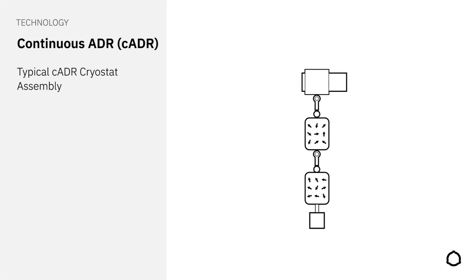In a CADR cryostat, multiple ADR units are combined and carefully balanced to provide continuous cooling down to the sub-Kelvin temperature range. To illustrate the working principle of CADR, we consider a system with two ADR units where, similar to the one-shot configuration, the first unit is connected to the main thermal bath via a heat switch. In contrast to the one-shot setup, now a second ADR is added.